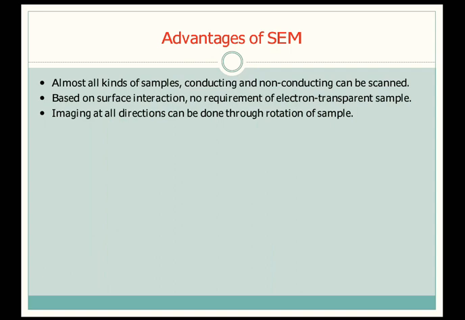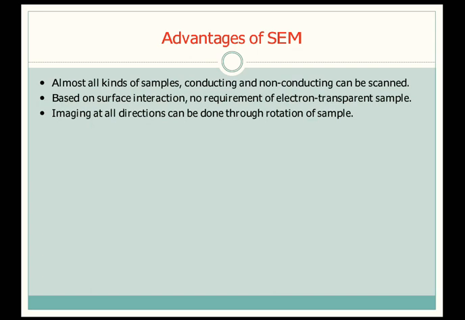So, advantages of SEM. Almost all kinds of samples, conducting and non-conducting, can be scanned. So we can scan and view the conducting or non-conducting particles also. Based on surface interaction, there is no requirement of an electron transparent sample. That is, the sample or specimen may or may not conduct electrons. That is not a fixed criterion. Even if the specimen conducts electrons, or even if it doesn't conduct electrons, it is fine. We can use any type of specimens.